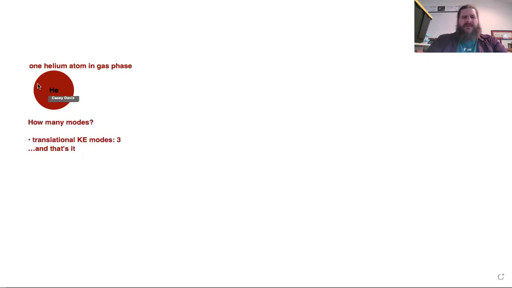However, we're usually not talking about just one single atom. Usually we'd be talking about a large cluster. Like for example, let's say we had 5 moles. If we wanted to figure out the total number of modes there, what would we have to do?